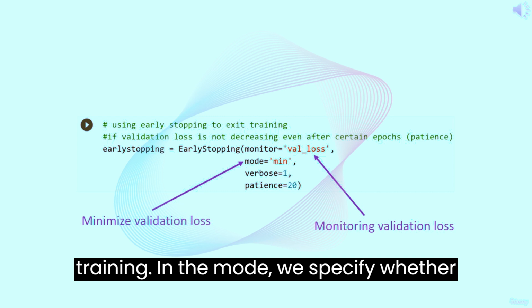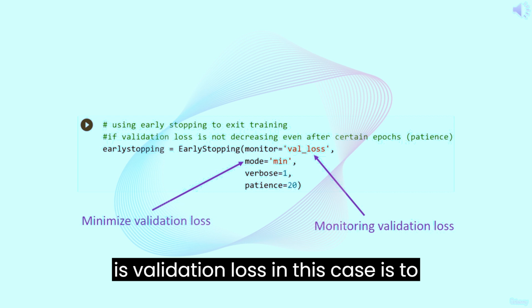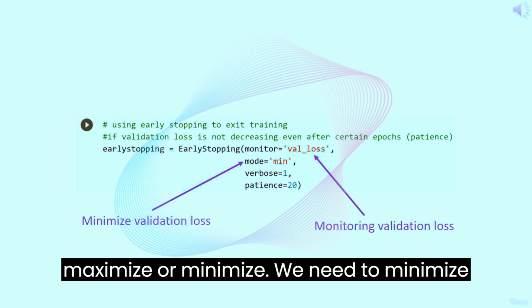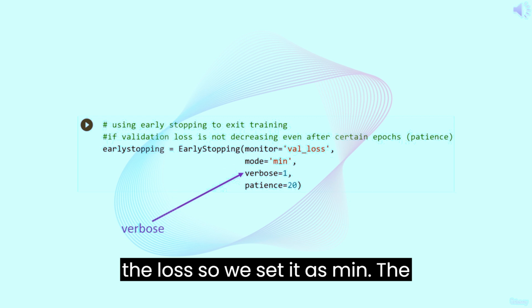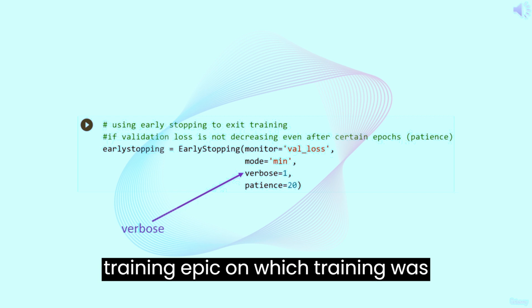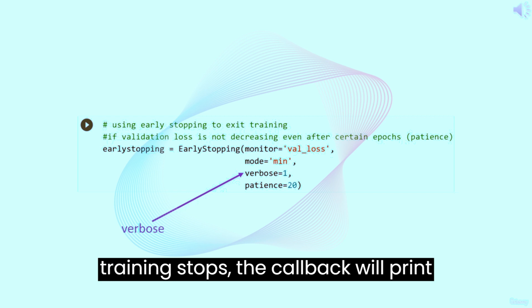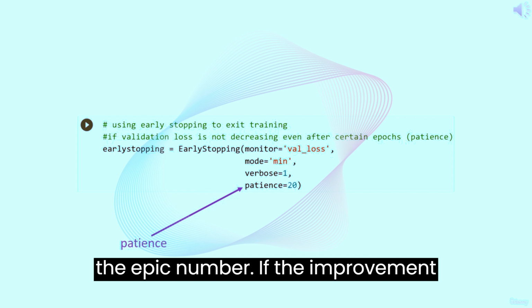In the mode we specify whether the objective of the chosen metric, that is validation loss in this case, is to maximize or minimize. We need to minimize the loss, so we set it as min. The verbose parameter is to discover the training epoch on which training was stopped. Can be set to 1. Once the training stops, the callback will print the epoch number.